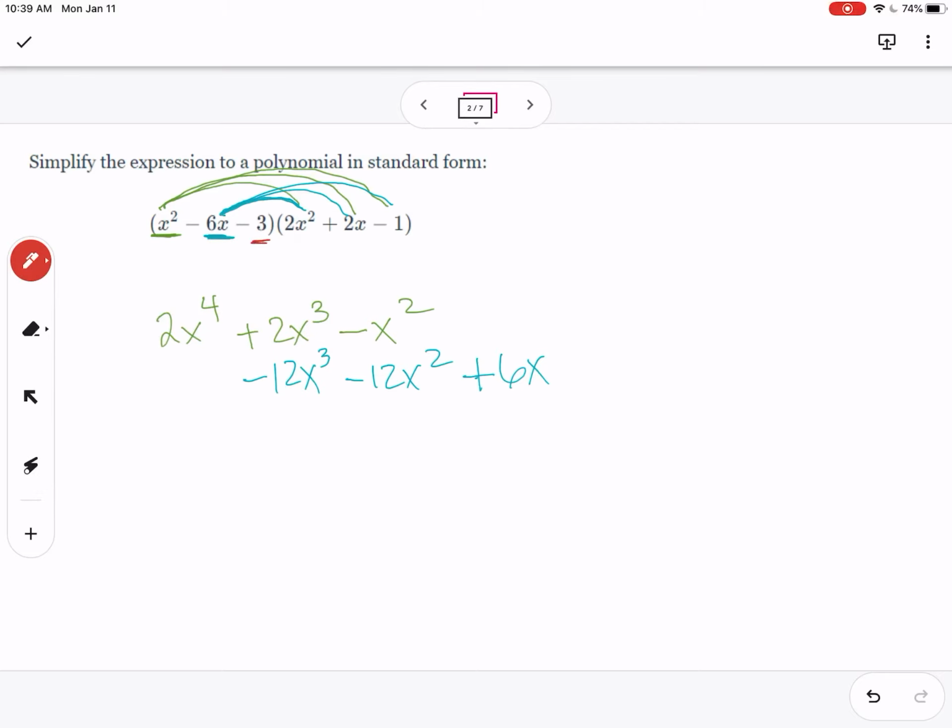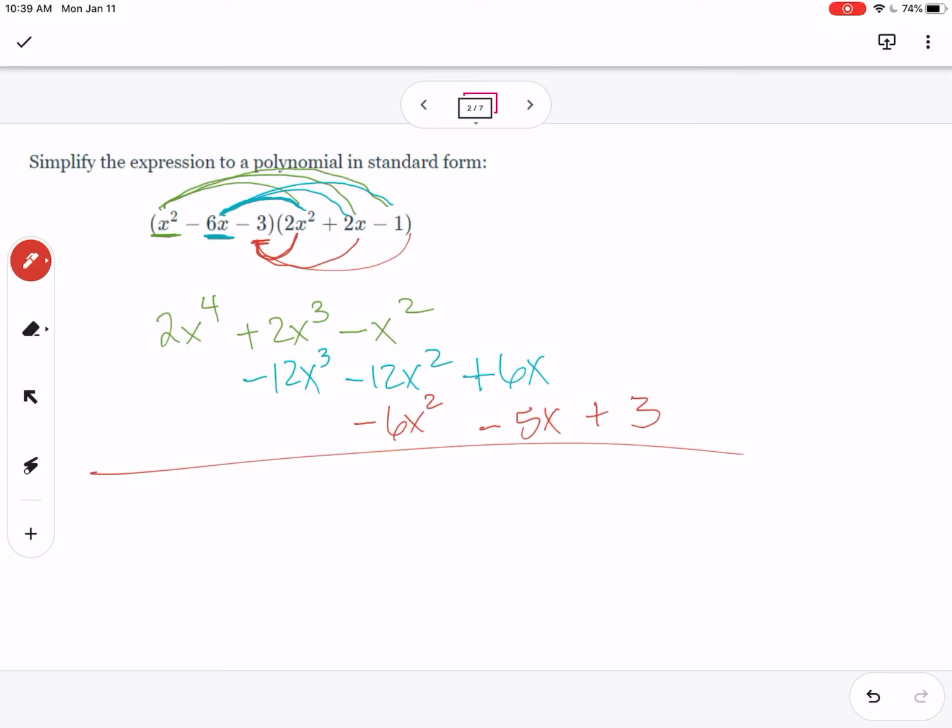And now the third thing I'm distributing is a negative. I make mistakes with negatives all the time, so again, just be wary of that. -3 times 2x squared is -6x squared. -3 times 2x is -5x plus 3.